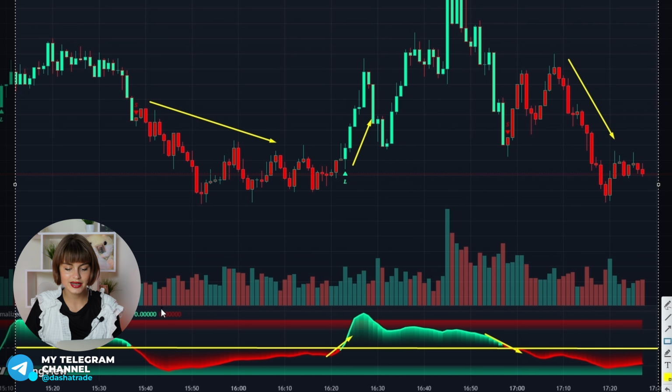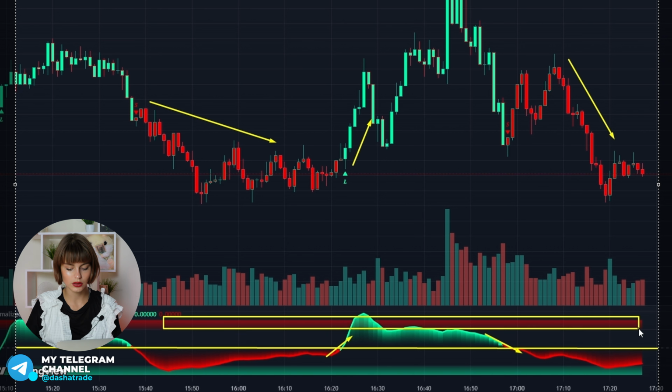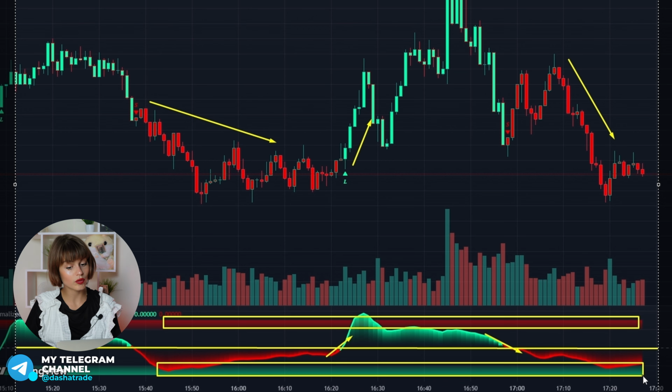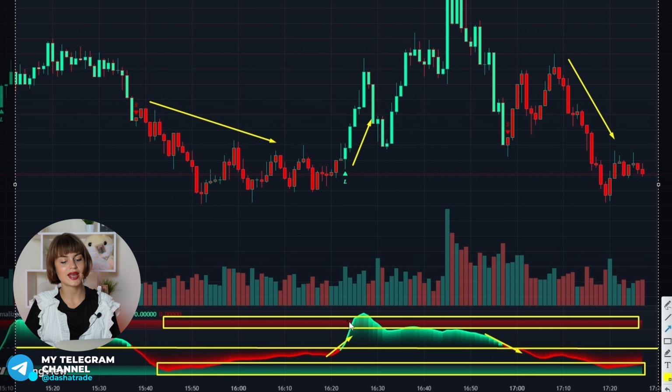In addition, in this indicator, we have two upper and lower levels. These levels are overbought and oversold levels. The overbought level is located at the top, and if the price breaks through this level, it's a good signal to open a downward deal. If the price breaks through the oversold level, which is at the bottom, this is a good signal to open an upward deal or a deal to buy.